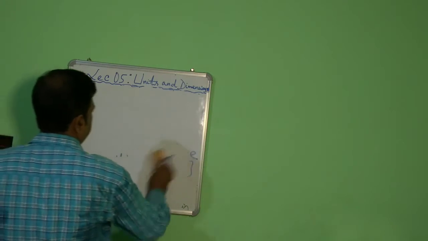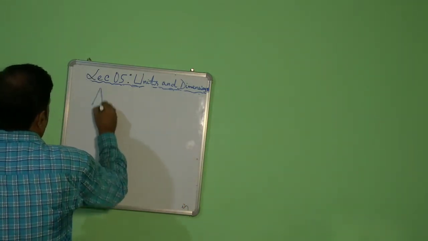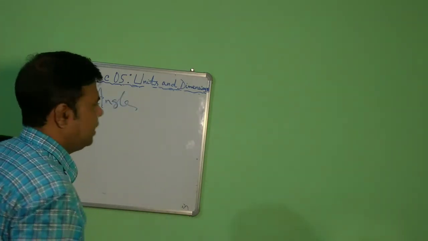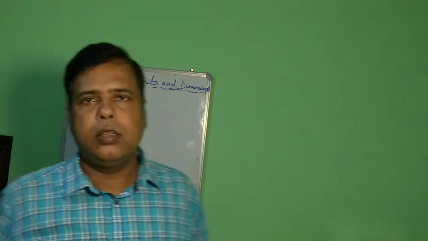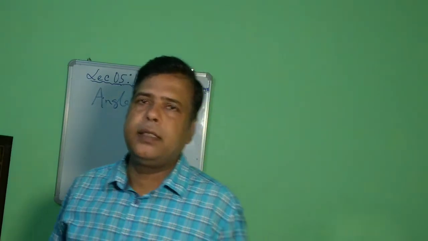So next is maybe angle. Angle is measured in the SI system of units in terms of radian. Radian is the symbol of plane angle in the SI system of units.